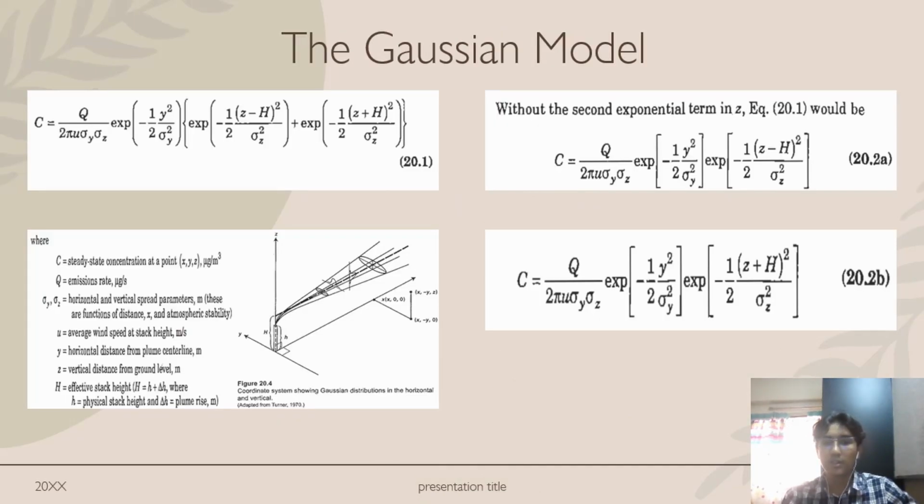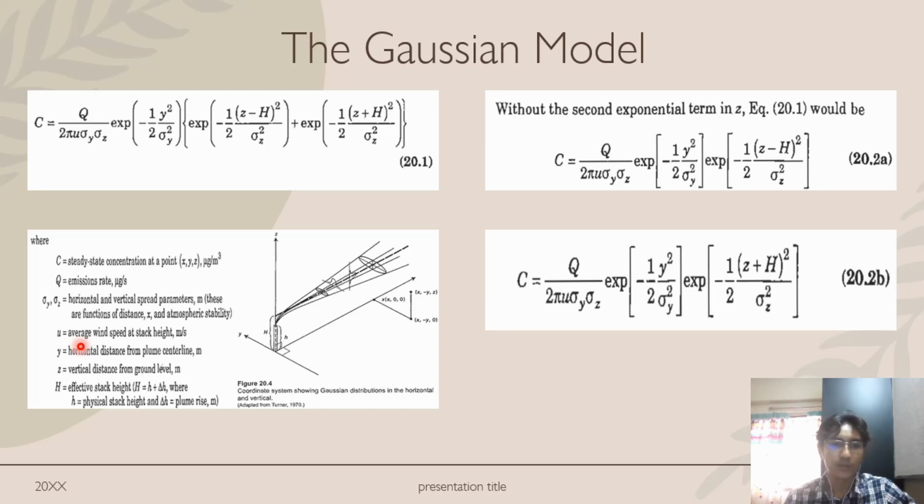Next, let us touch on the most favored mathematical model that is frequently used for any air dispersion modeling, which is the Gaussian model. On the top left, we have equation 20.1, which is the general equation describing the Gaussian model, where we have C as the steady-state concentration at point x, y, z, Q the emission rate, sigma y and sigma z as the horizontal and vertical parameters. And these are functions of distance, x, and atmospheric stability.